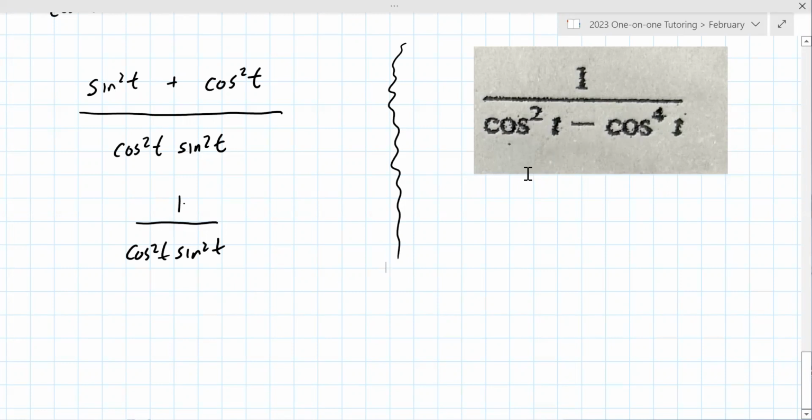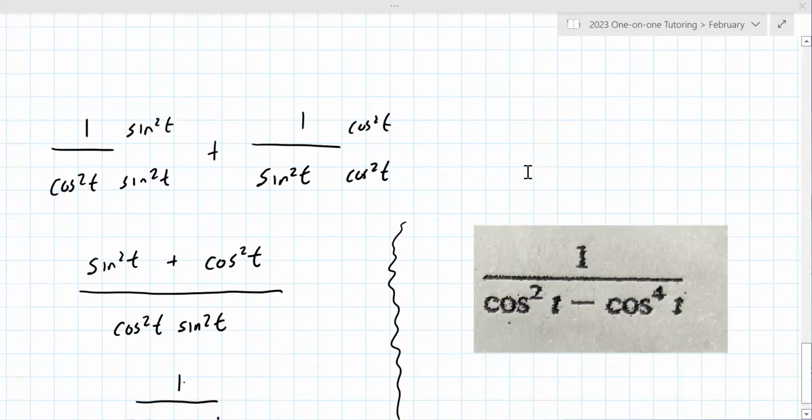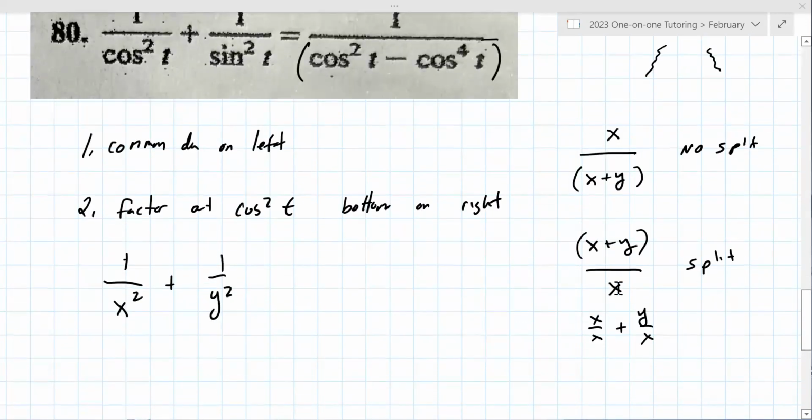So what would you try on the right side? What is sort of standing out? Cosine squared t minus cosine to the 4th power of t. For this one, you also wouldn't split it, because you want to keep the 1 on the top, right? Can you split it? We just talked about up here. You can only split it when it's a single term on the bottom, and there are 2 terms. You can't split it.